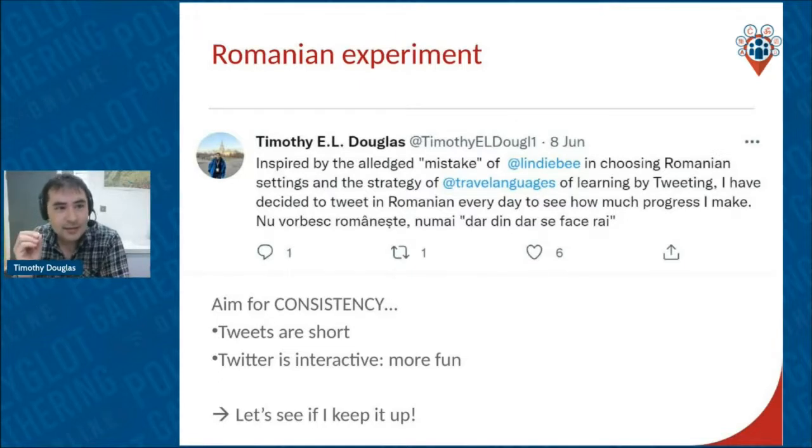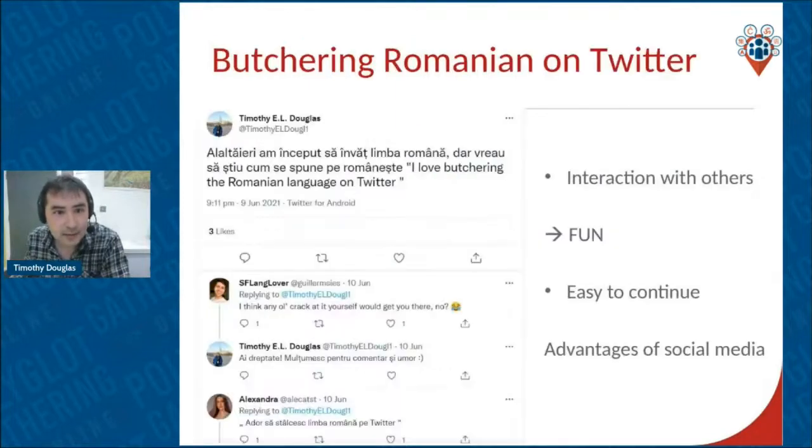But to be honest, silliness is also something that motivates me. I mean, if I'm doing something for fun or for frivolity, that actually helps me in my language learning. So why not do frivolous things if I'm going to do them regularly, and if it's going to make me make progress in my language learning? Okay, so anyway, I started butchering Romanian, and it was good fun. I was able to interact with others, and that made me want to continue. And that's one of the advantages of social media.